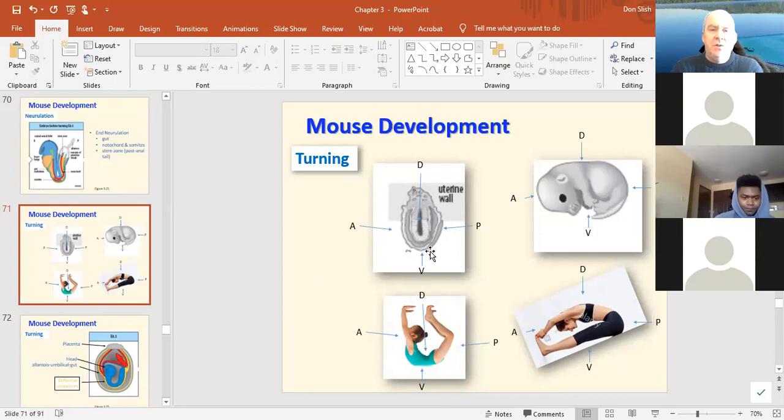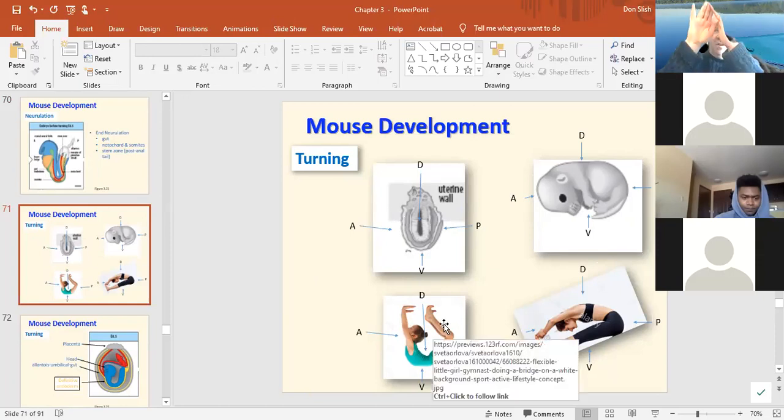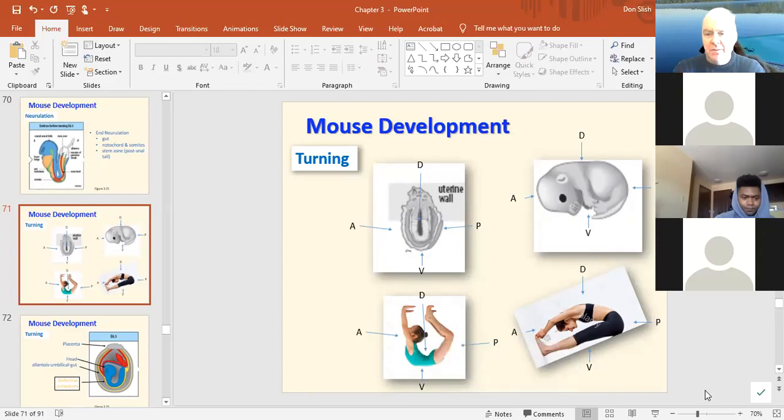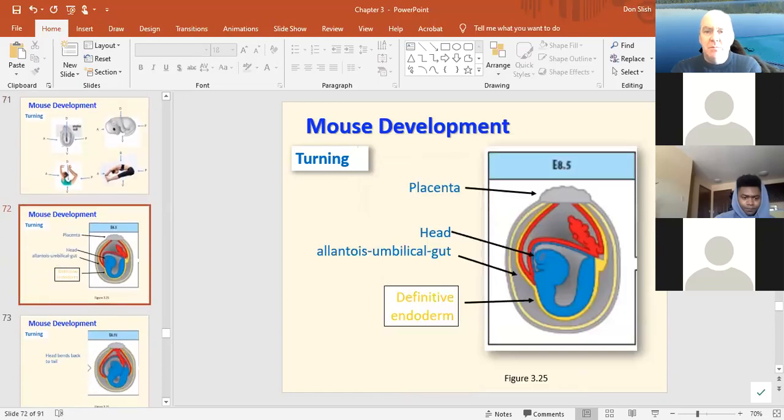So what we need to do now is take this thing and flip it. So now the dorsal's on the outside and the ventral's on the inside, anterior here, posterior there. So it's kind of like going from a back bend to a forward bend. How is it going to do that? Well, the head and the feet come together and they kind of flip out somehow. And the actual mechanism kind of escapes me. I've seen it a couple of times. It doesn't make a lot of sense, but here we are.